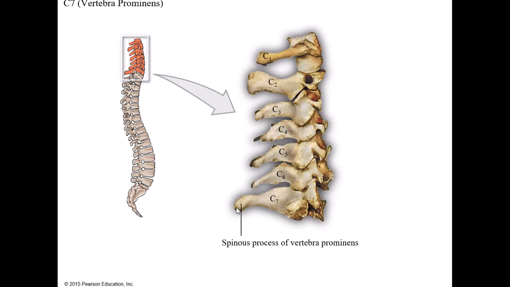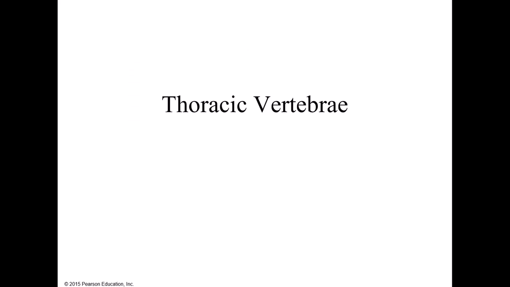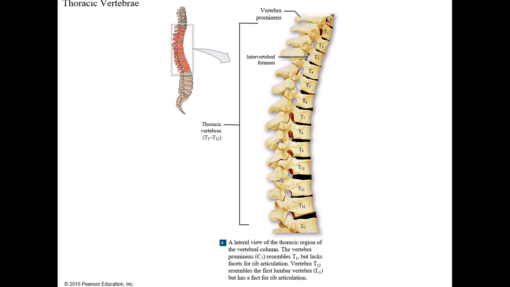There's also a little bump right here. It's a little tubercle. I put that down on your notes. That little circle area here is known as the tubercle. So that's what makes C7 different. It has a long spinous process. And I like this picture because you see it best in relationship to the other spinous processes. Okay, so that's what I need you to know for the cervical vertebrae. Let's take a look at the thoracic vertebrae next.